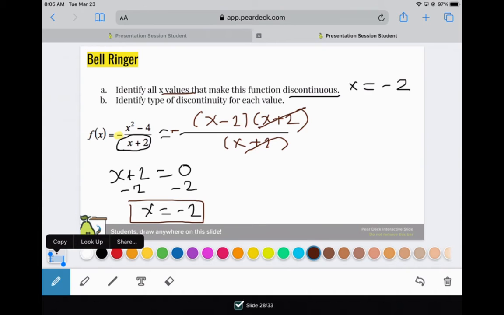There are two types that we're going to look at, removable and non-removable. If I can cancel out the factor, it's removable because I can cancel it out. Removable, thank you, Elena. Removable means I can cancel that out. I can get rid of it. That's why it's removable. The reason is because I can cancel it out. All right, so this is what I'm looking at.